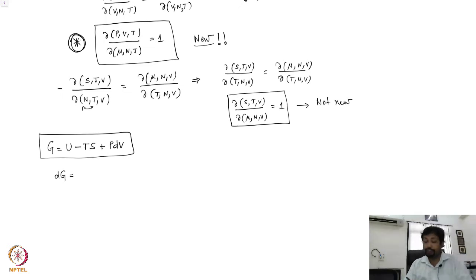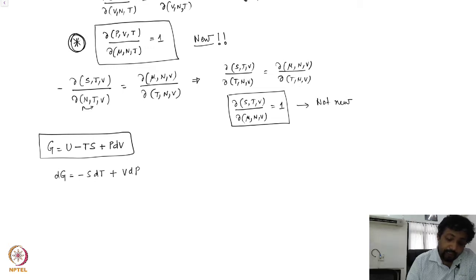And if I do dG, it is going to be minus S dT. So dU minus TdS plus PdV. I'll be left with minus S dT plus V dP, and this is going to be plus mu dN.